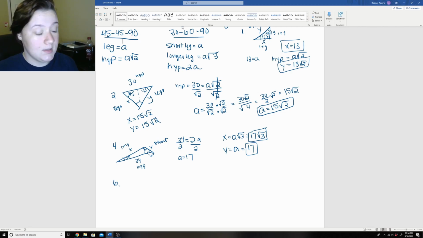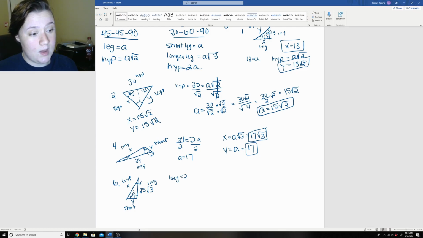Next, we're going to look at number 6. So again, we can tell it is a 30, 60, 90 triangle. Okay, across from the 90-degree angle is always the hypotenuse. Across from the 30-degree angle is the shorter leg. And across from the 60-degree angle is the longer leg. So we have that this longer leg is equal to 25 square root 3. And the longer leg, if we check the 30, 60, 90 part, is equal to whatever a is times the square root of 3. So to solve here, we have to divide by the square root of 3.